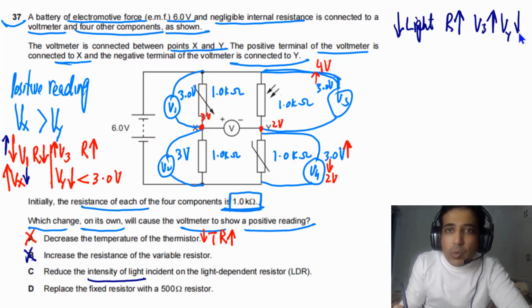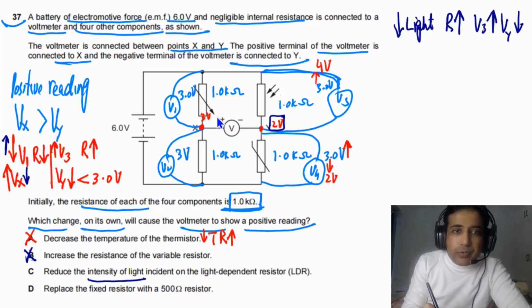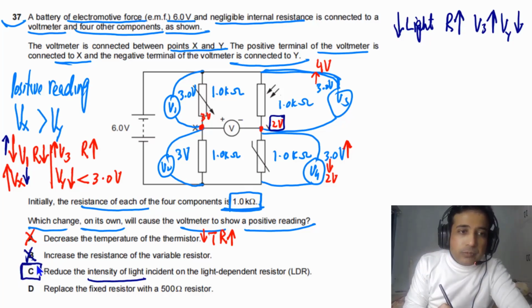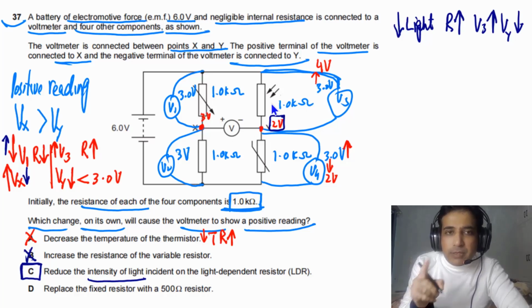Vy will go down, meaning it will decrease. Let's say this decreases to 2. So the reading on the voltmeter will be positive. So this is a possible answer. Let me explain this one in a slightly different way.